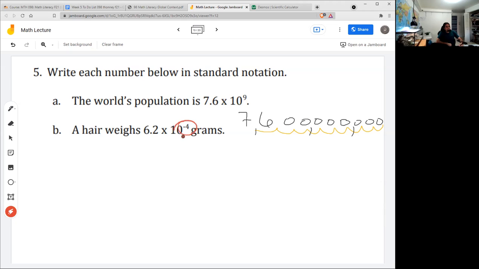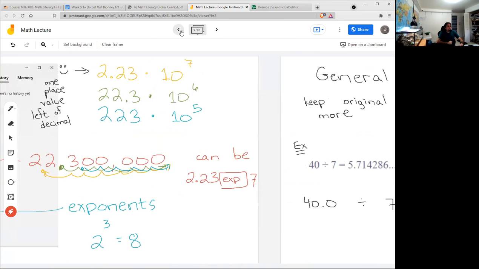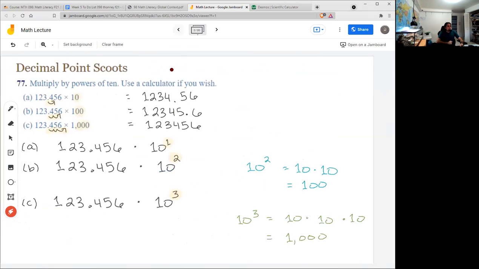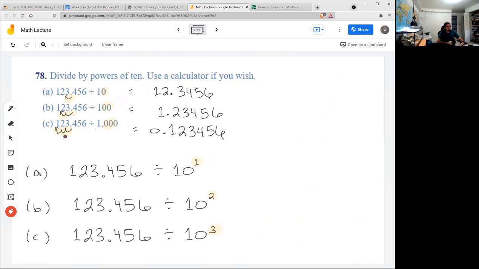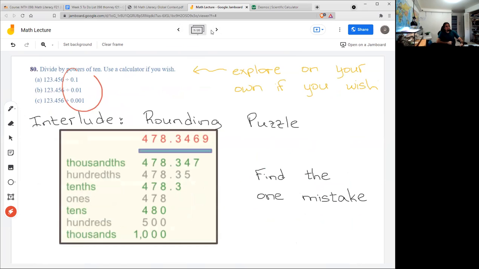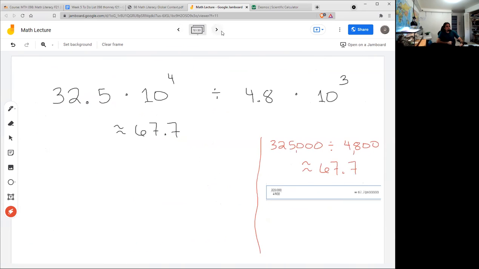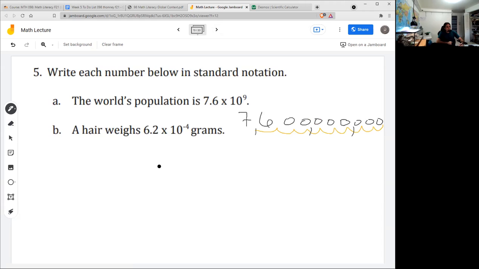They're sneaking a negative exponent in on us. Remember what we did at the very beginning. If we have multiplying, we go to the right. If we have dividing, we go to the left. The negative exponent is saying go to the left. If you played around with this, you would see that. I don't want to talk too much more about it because I don't want to confuse people. But this is saying take our 6.2 and go in the other direction. 1, 2, 3, 4. Go in the negative direction, 4 spots.